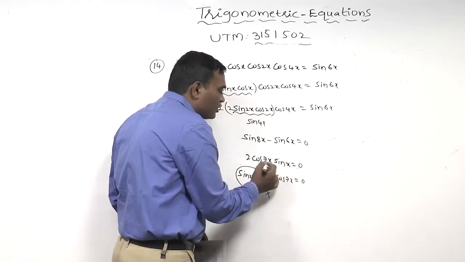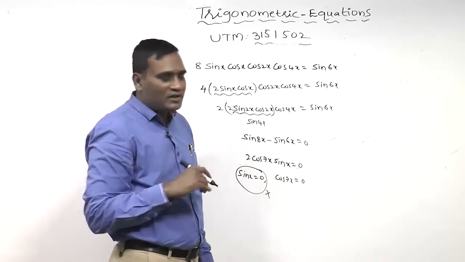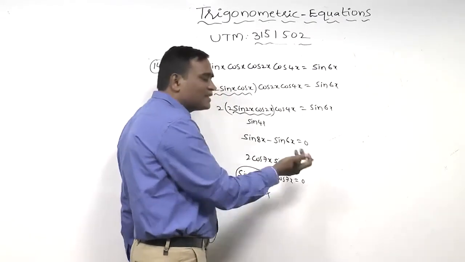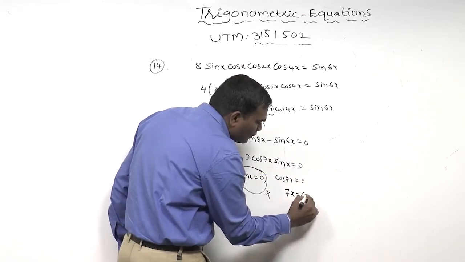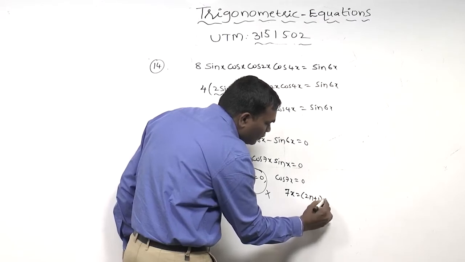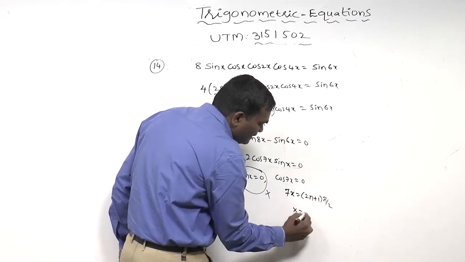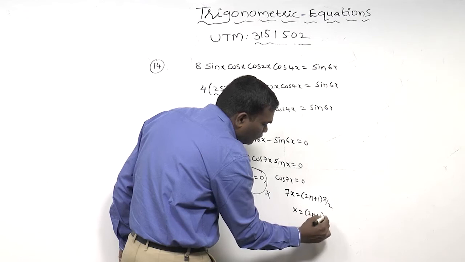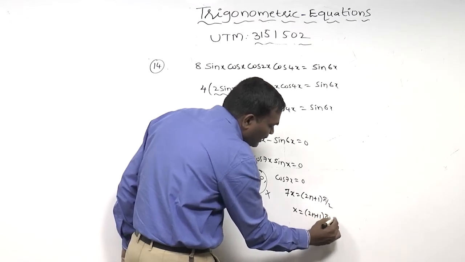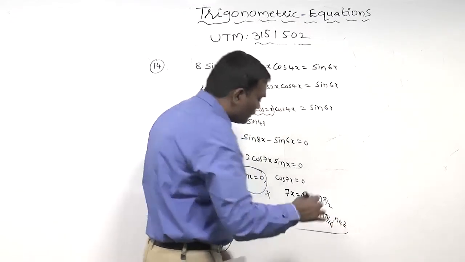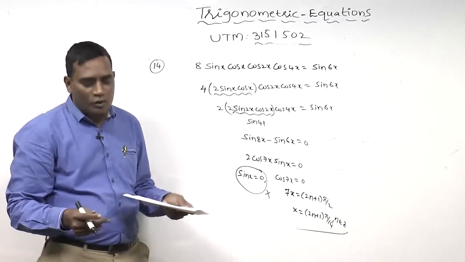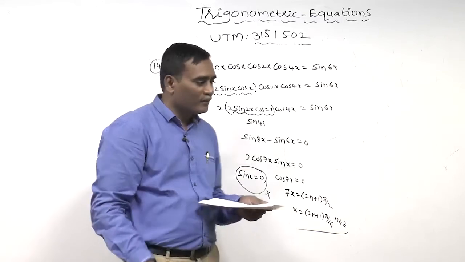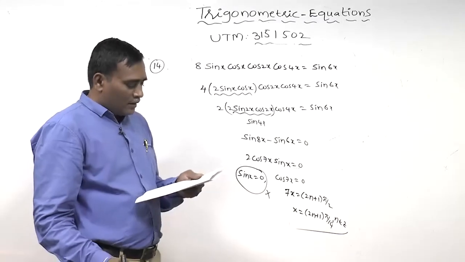If a product is equal to 0, it means any one is equal to 0. Here you take cos 7x is equal to 0. That is very important. 7x is equal to (2n plus 1) into pi by 2. What is the x value? X is equal to (2n plus 1) into pi by 14, n belongs to Z. So what is the answer? (2n plus 1) into pi by 14. Option C is the correct answer. Okay. Next, 15th one.